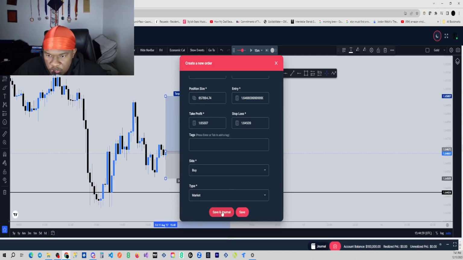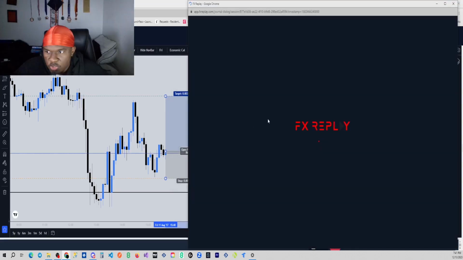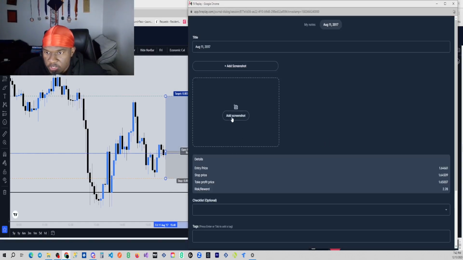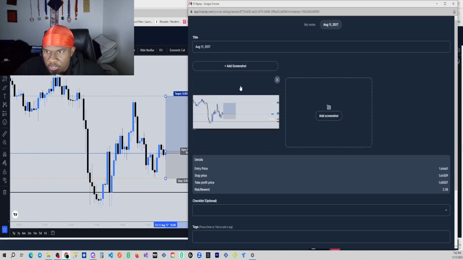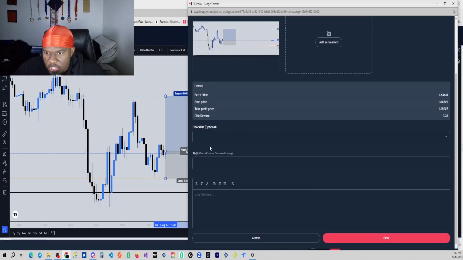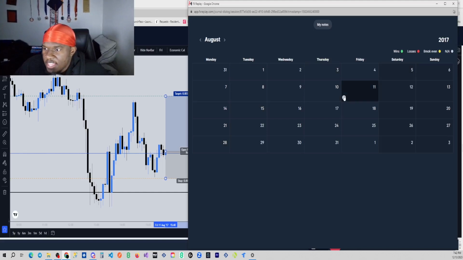And if you hit save and journal, it's going to journal it. You can take a screenshot if you want to. You can take as many screenshots as you want, and it has the date on there. You can add many screenshots, as I said. You can put a checklist. You can put tags if you want and type in text, hey, price swept lows and broke back above, and so on and so forth, whatever the case is. And then you hit save. And then after the trade plays out, whether it's stop loss or TP, this is going to turn either red or green. Red if it's stop loss, green if it's TP.